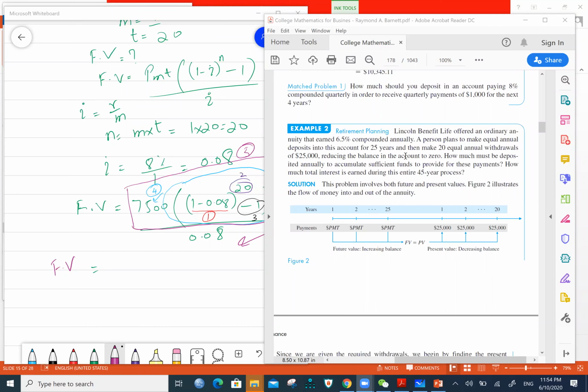Lincoln Benefit Life offered an ordinary annuity that earns 6.5% compounded annually. A person plans to make equal annual deposits into this account for 25 years and then make 20 equal annual withdrawals of $25,000, reducing the balance in the account to zero. How much must be deposited annually to accumulate sufficient funds to provide for these payments? How much total interest is earned during the entire period?